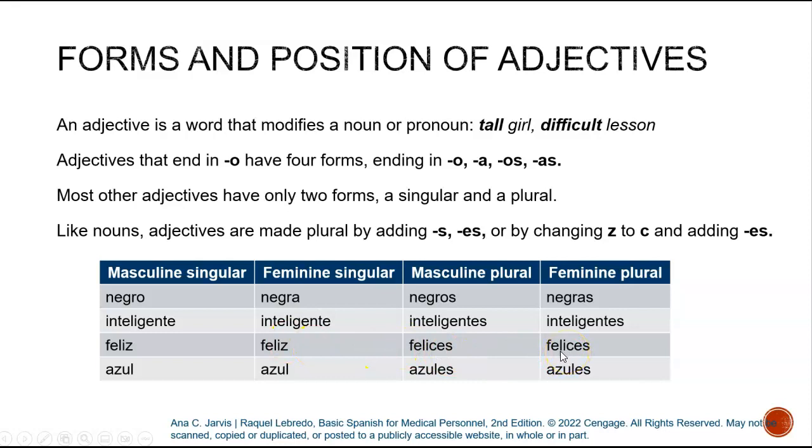And lastly, what do we do if an adjective ends with a consonant? You're going to add ES. Azul becomes azules.